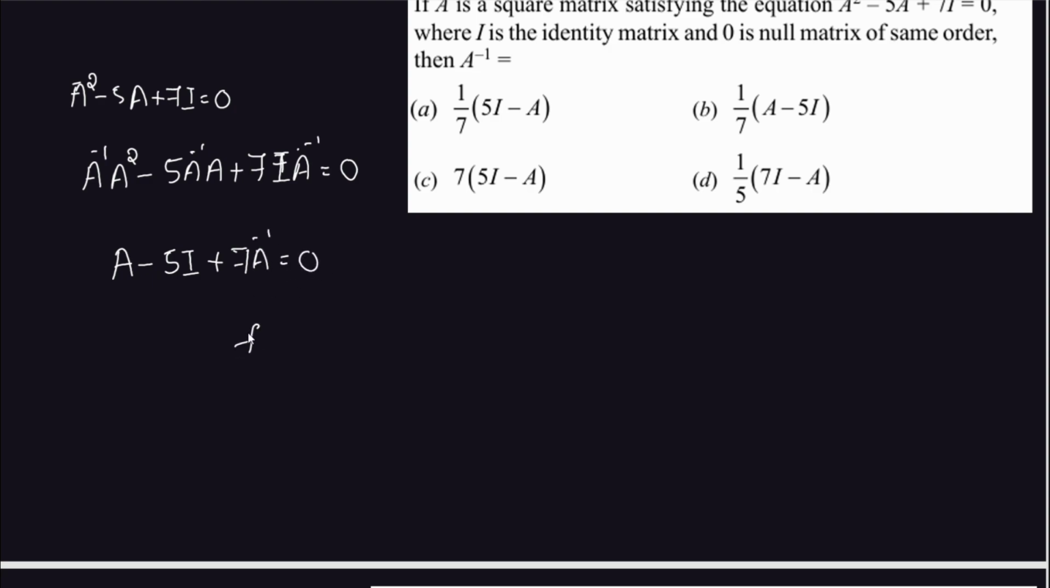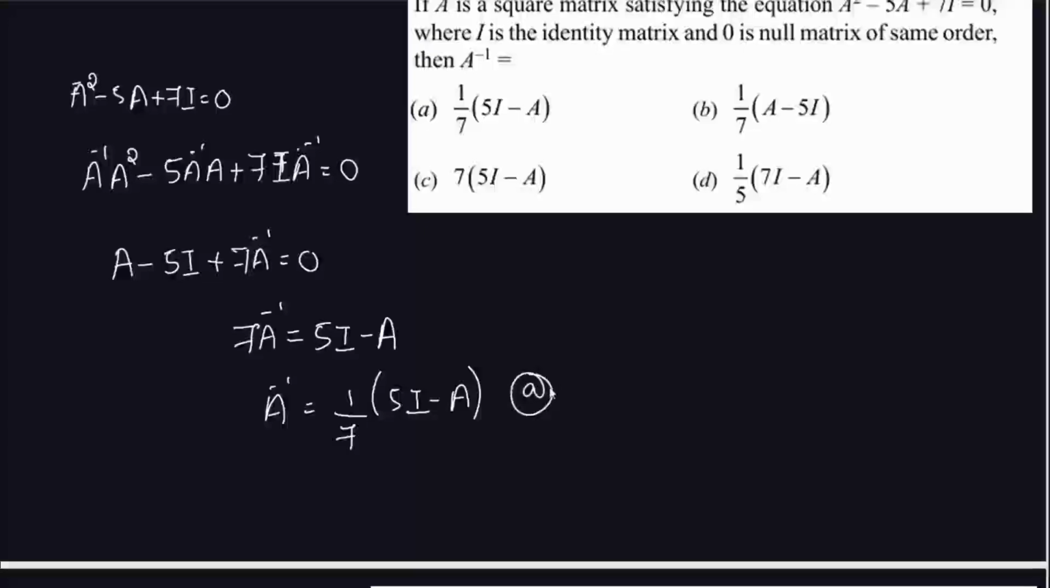They have asked me to find the A inverse value. So 7A inverse is equal to, I will shift everything to the RHS, 5I minus A. So what will be A inverse? A inverse is 1 by 7 into (5I minus A). Which option is there? Option A. So option A is the correct answer.